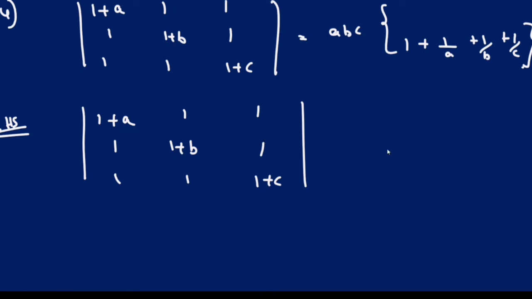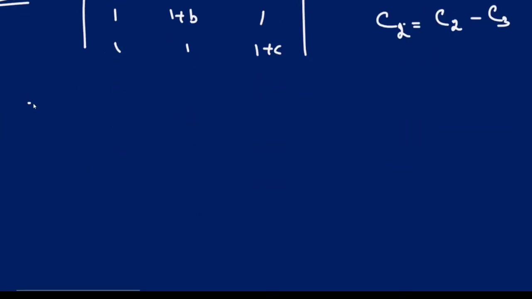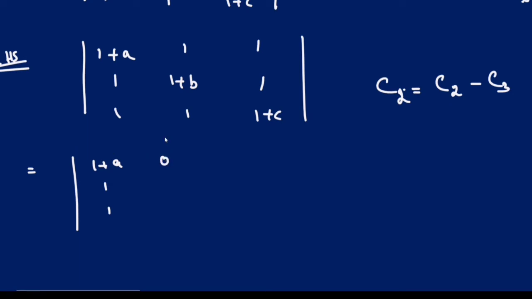How do you bring zeros now? You can take C2 minus C3, or the row operations also. The first column stays as it is: 1 plus A, 1. Second column, subtract now. 1 minus 1, 0. 1 plus B minus 1 will give you B. Then 1 minus 1 minus C: you are subtracting 1 minus of 1 plus C. So 1 minus 1 minus C will give you minus C.